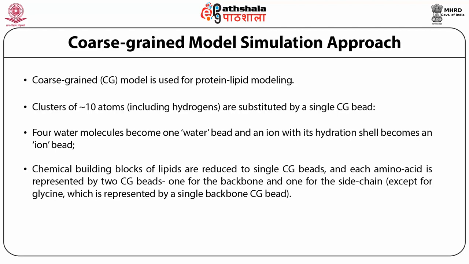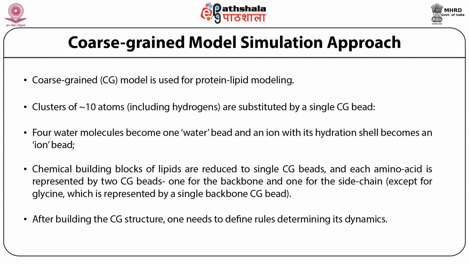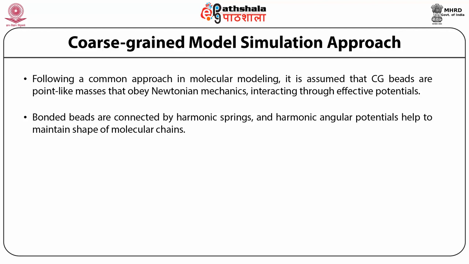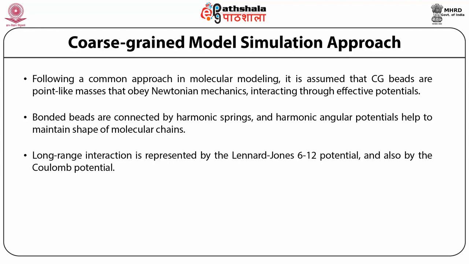After building the CG structures, one needs to determine the rules determining its dynamics. Following a common approach of molecular modeling, it is assumed that CG beads are point-like masses that obey Newtonian mechanics, interacting through effective potentials. Bonded beads are connected by harmonic springs. A harmonic angular potential helps to maintain the shape of the molecular chain. Long-range interaction is represented by the Lennard-Jones C12 potential and also by the Coulomb potential.